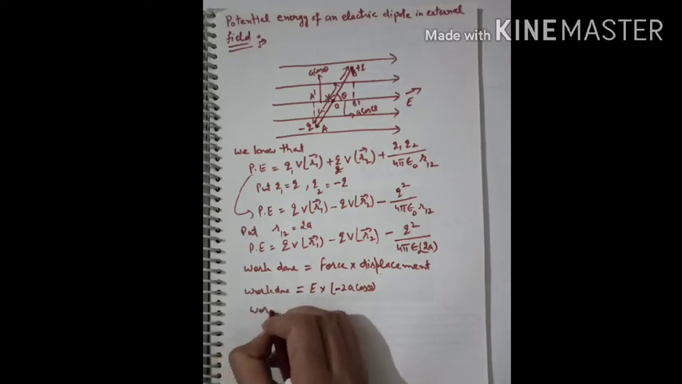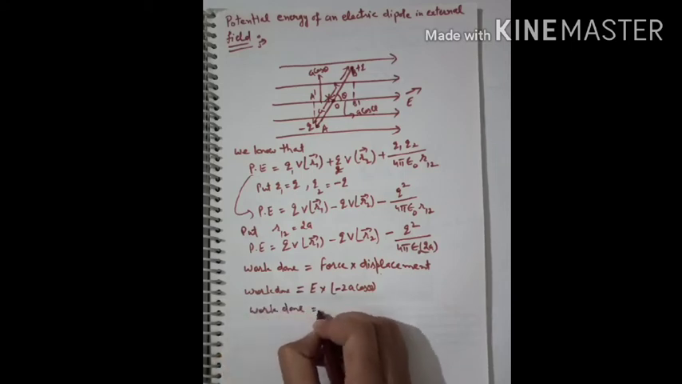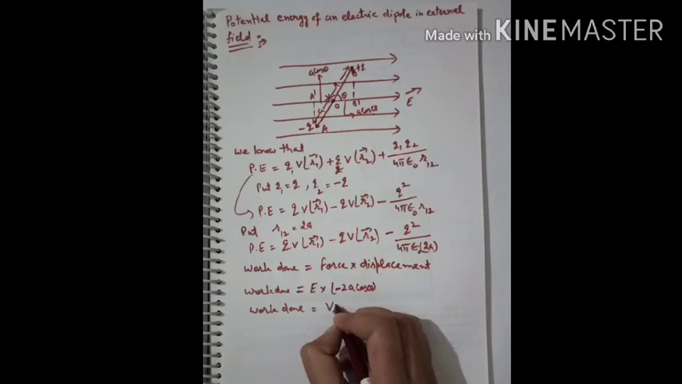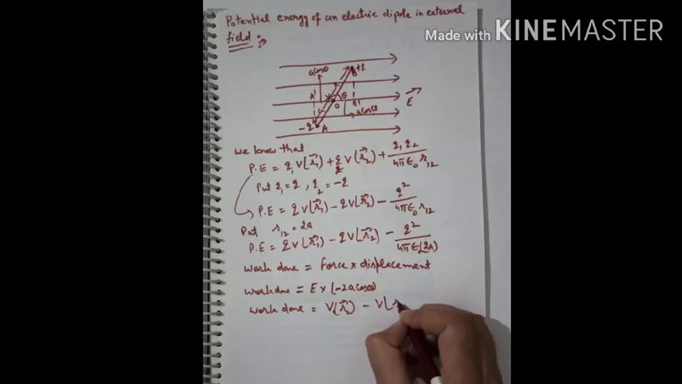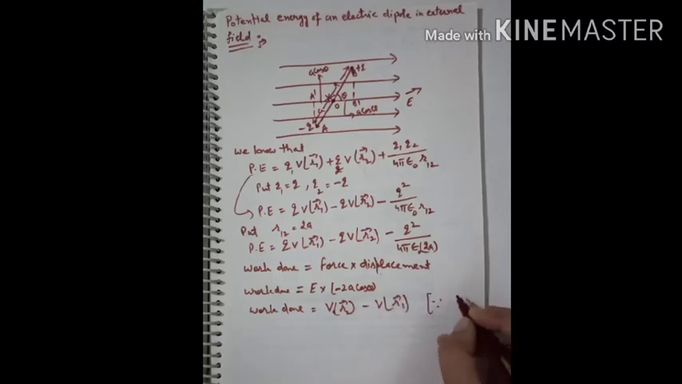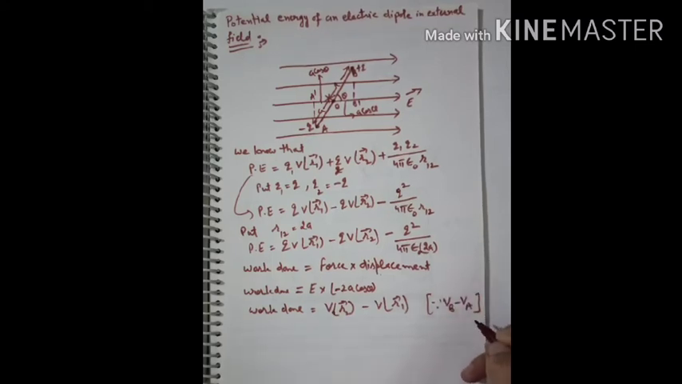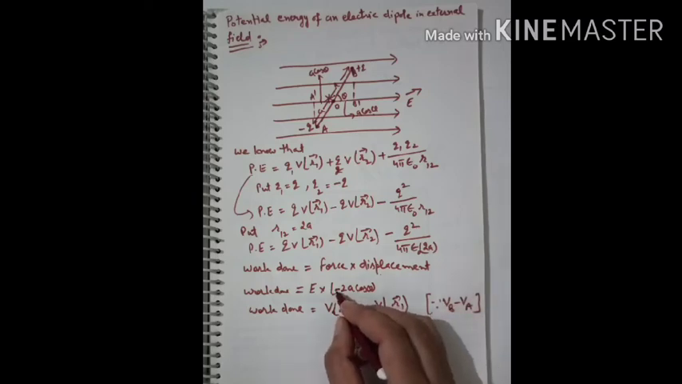Work done in terms of potential difference is also equal to V of R2 minus V of R1, meaning the potential at point B, VB minus VA. The negative sign shows that potential decreases in the direction of E vector.